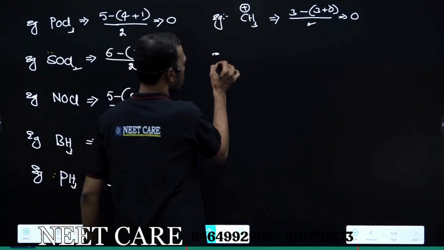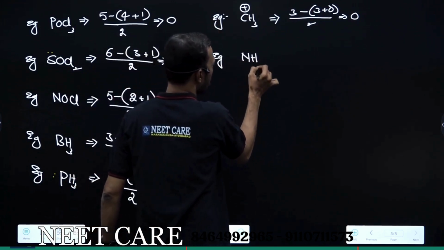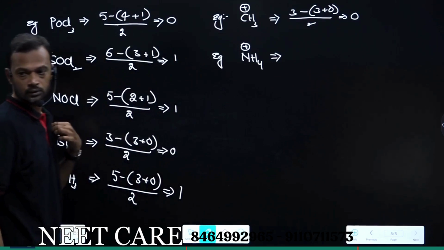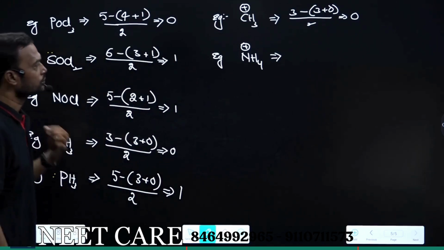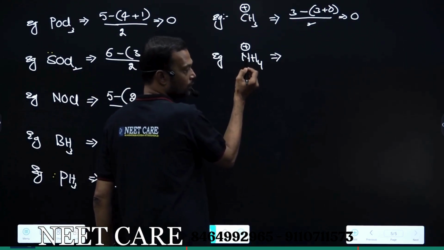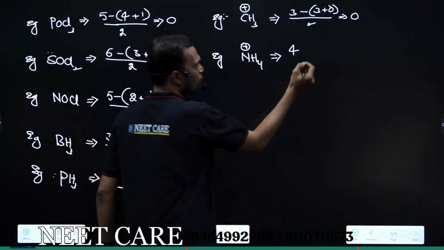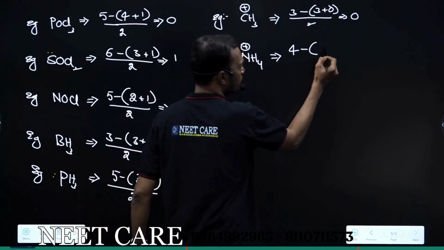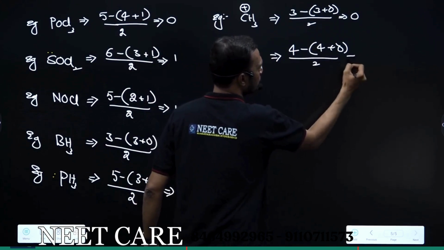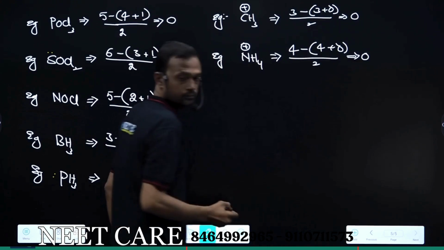Now, can you work out this example? See, I am writing ammonium. Nitrogen belongs to which group? 5th group element. Can I remove 1 electron or 2 electrons? 1 electron. Then 4. 4 minus, how many sigma bonds are there? 4 sigma bonds. Any pi bond? No. 4 minus 4, now the answer is 0.